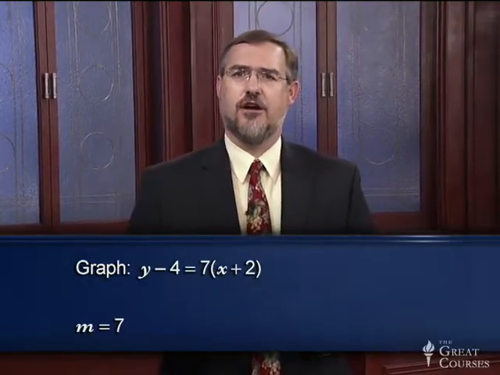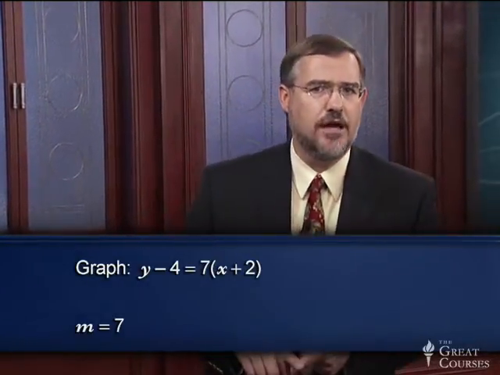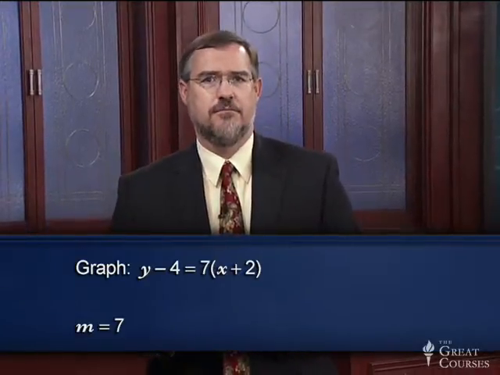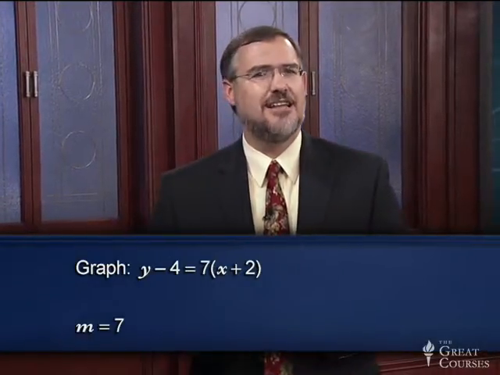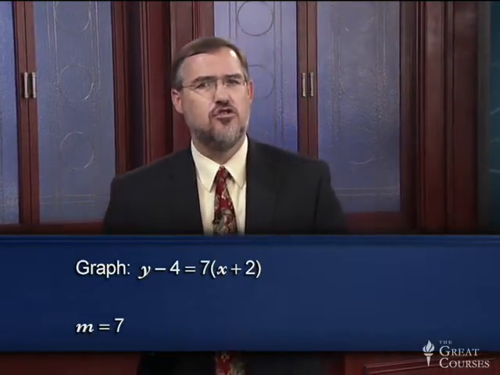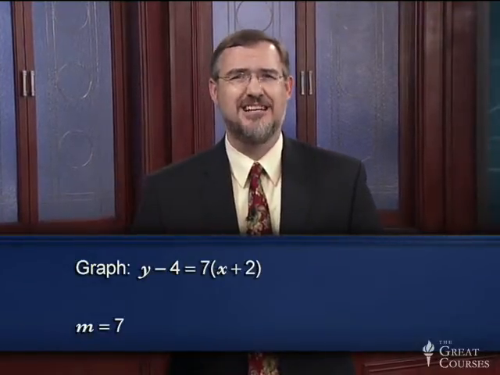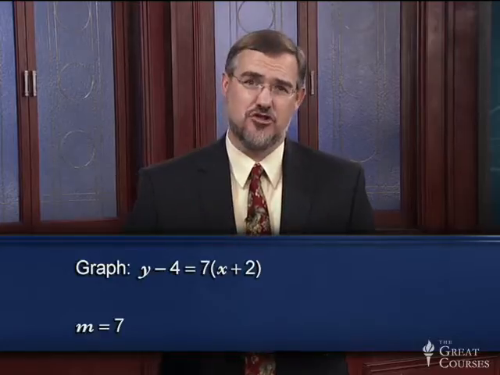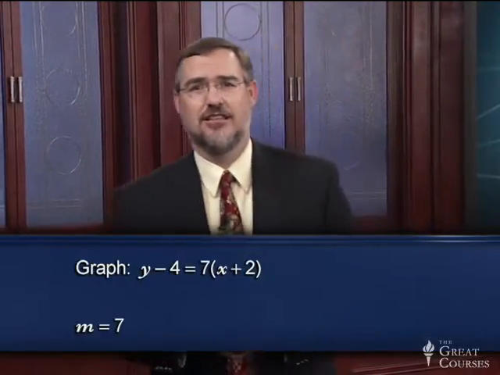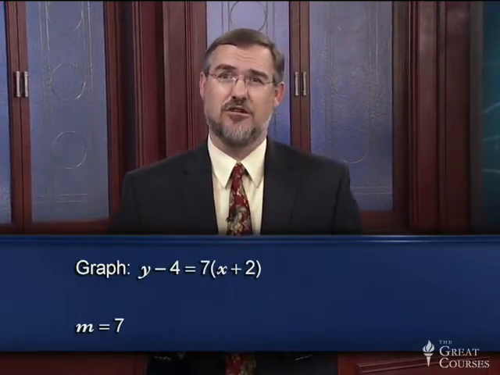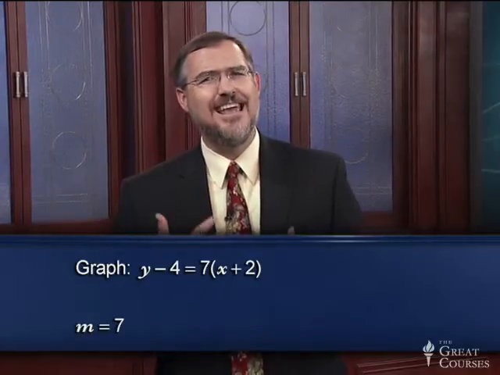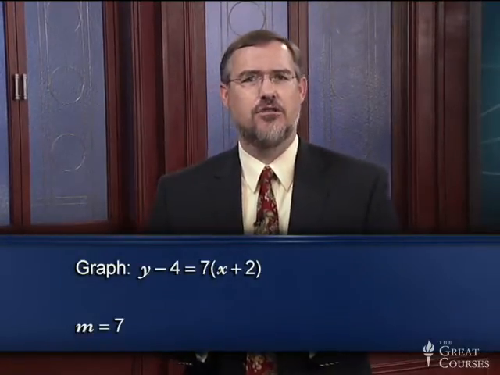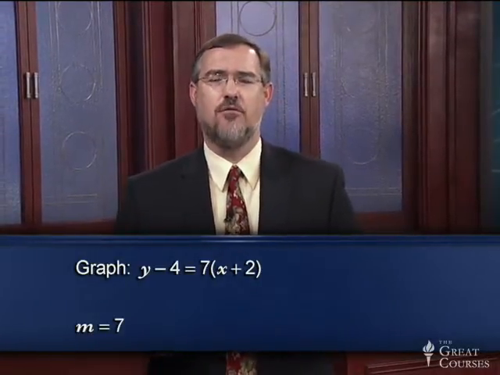Now, what else do I know? Well, I know a point that the line goes through. Now, if you said that it was 2, 4, you'd be close to the right answer, but that's actually not exactly right. And if you use 2, 4 as the point that the line goes through, then your graph is going to be wrong. So why isn't the line going through the point 2, 4?